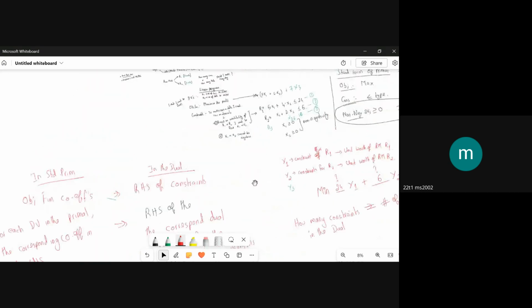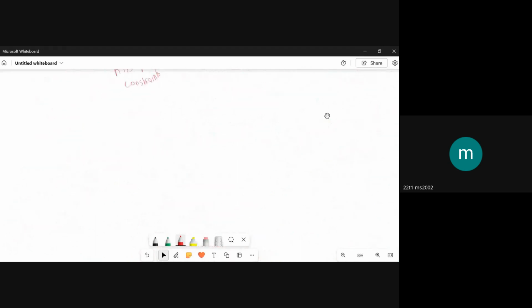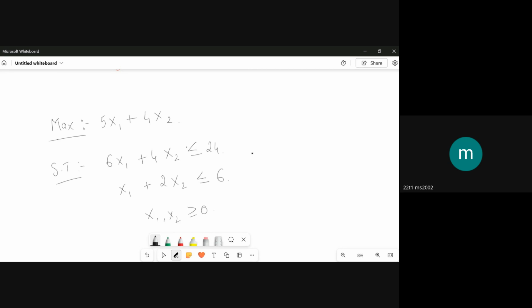Let me do one more thing. I will write the primal and then side by side write the dual so that it becomes very clear. So the primal is: maximize 5x1 plus 4x2, such that the constraints were 6x1 plus 4x2 must be less than or equal to 24, x1 plus 2x2 must be less than or equal to 6, x1, x2 must be greater than or equal to 0. So this was the standard primal. In the dual, my objective was minimization, minimize 24y1 plus 6y2. So these two go there.